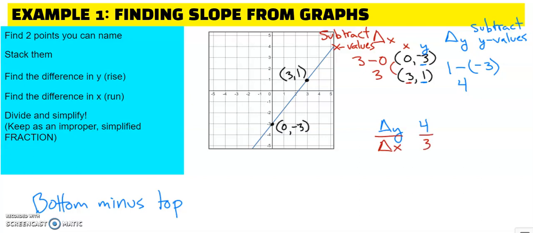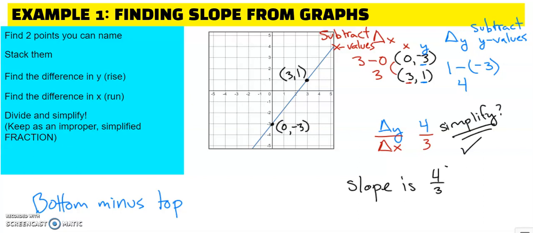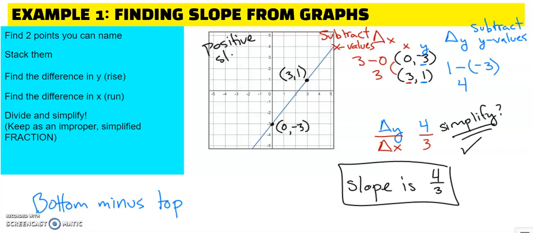Okay. Next thing I want to do before I get too excited is I want to see, can I simplify? If I can, I need to simplify. If not, I'm going to keep it as a fraction in simplified form. 4/3, 4 and 3 can only be divided by 1 each, and so that is already simplified. So our slope is 4/3. Okay, it's positive. Slope dude would say that this is a positive slope. So my signs match.